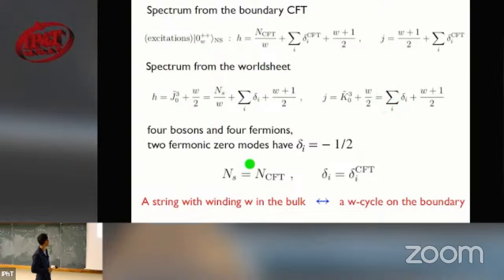The field contents for the NS and the CFT are the same. They all have four bosons and four fermions, and there are only two fermionic zero modes with negative charge. So you can see in this formalism, we can match the spectrum precisely from both sides. And a string with winding W in the bulk corresponds to a W cycle on the boundary.